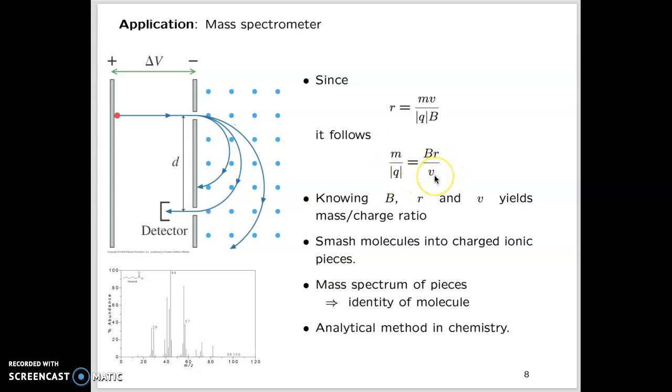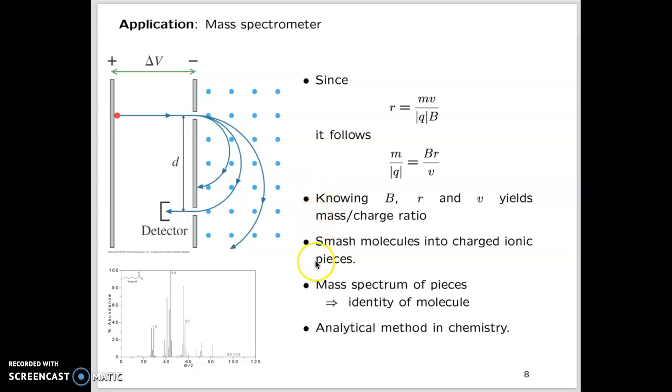So if you know the speed, and if you know the radius, well, you will because you know d, and you know the magnetic field, you can determine what we call the charge to mass ratio of these molecular pieces. Okay, so give that some thought. That's a way in which you can use this setup to measure the charge to mass ratio of charged pieces of molecules that have been smashed up.